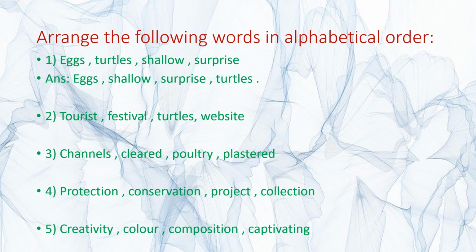Okay. Coming to the fifth one. Now see, all the words are starting from the letter C. So we are going to see the next letter. And according to the next letter, what will be the first word in alphabetical order? Yes, it is captivating. And then the next one is going to be color. The third one is composition. And the fourth one is creativity.